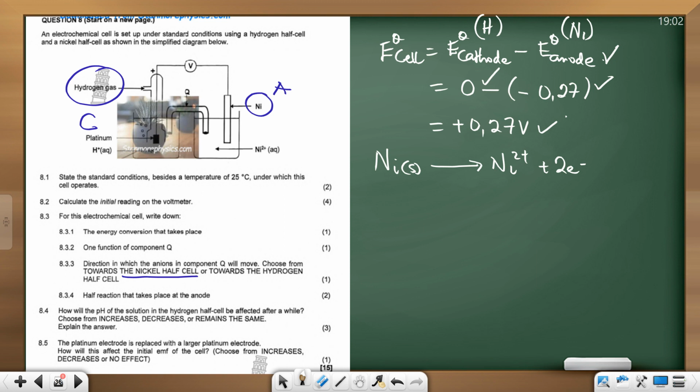How will the pH of the solution, the hydrogen cell, be affected after a while? Hydrogen cell. What's happening in the hydrogen cell? So what's it going to be? Cathode, what would it be? 2H plus, plus 2E to give us what? Please, I want you to learn how to apply chemistry.